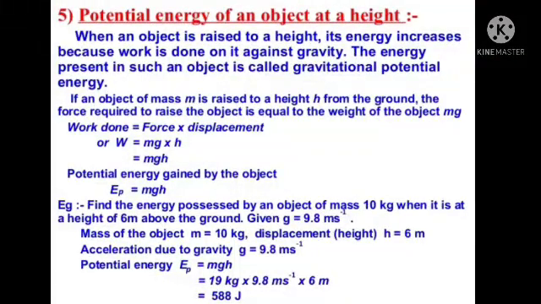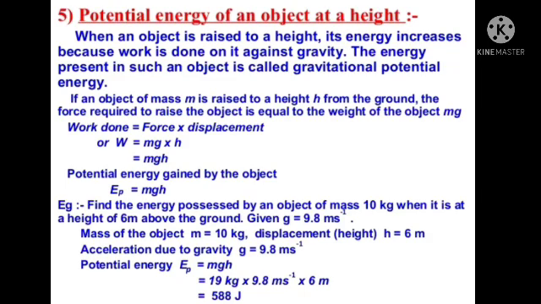Our next subtopic is potential energy of an object at a height. When an object is raised to a height, its energy increases because work is done on it against gravity. The energy present in such an object is called gravitational potential energy.